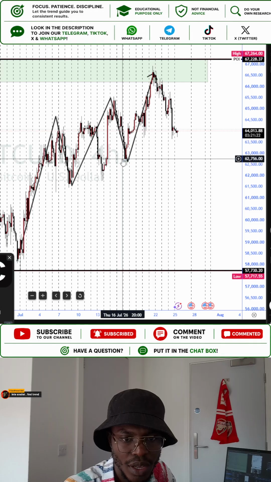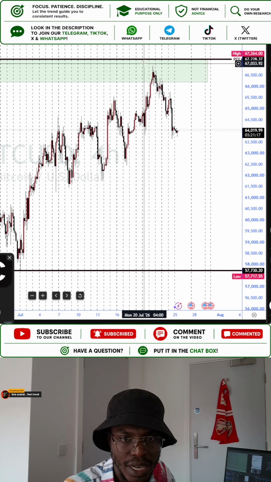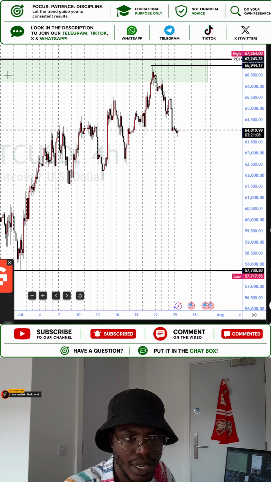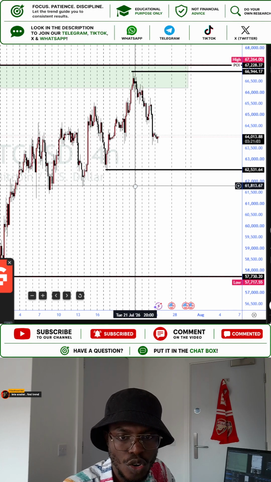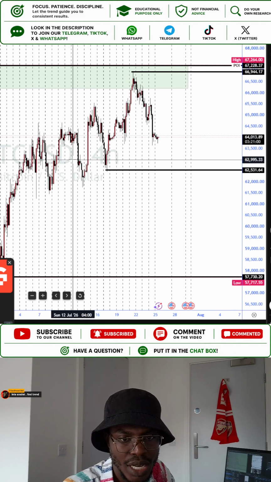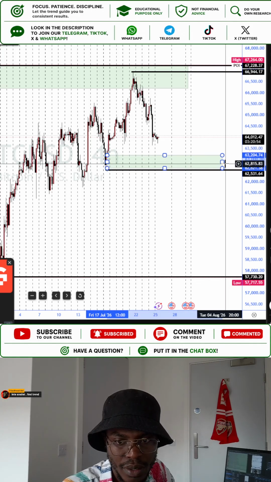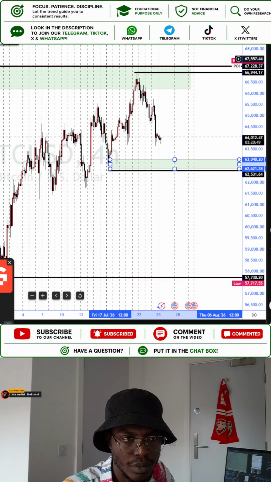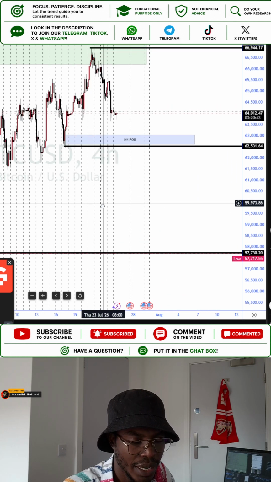Now when we come to our 4 hour, where is our trading zone? Our trading zone is between here and here. Okay, so on the 4 hour we can see that we are on a buy trend. The trend is bullish, so we mark the demand zone on the 4 hour. So that's my 4 hour POI.